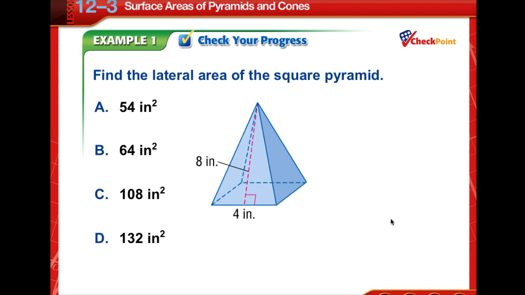Okay, time for you to check your progress. So pause the video, then come back and check your answer. The lateral area is 1/2 of 4 times 4, which is 16, times the slant height of 8. We get 64 square inches.